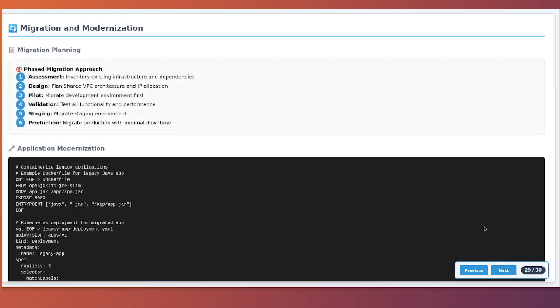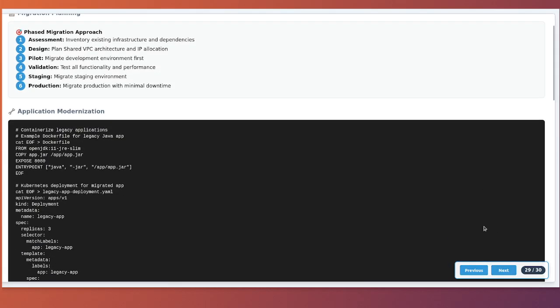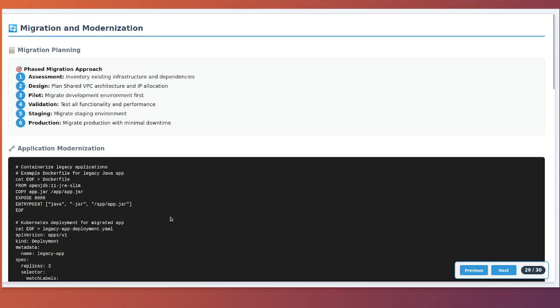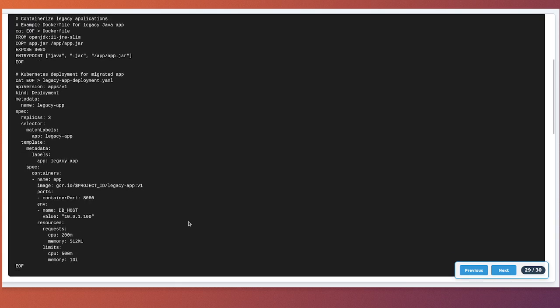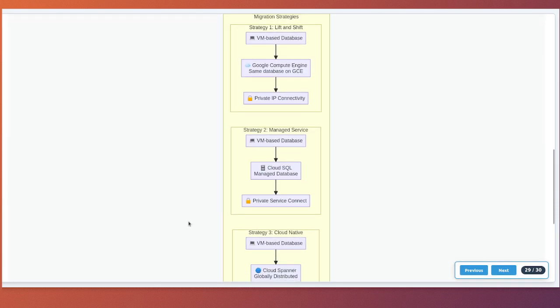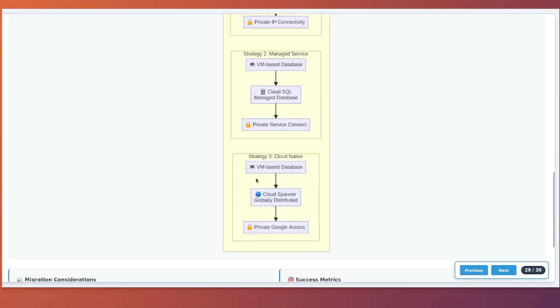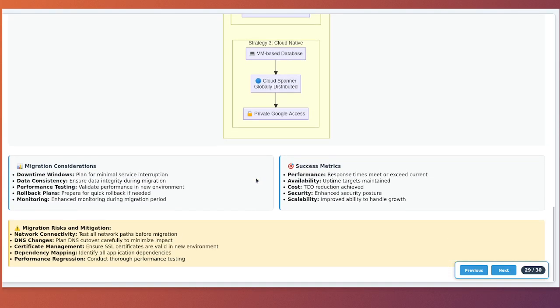Migration and modernization. Migrating existing workloads to a shared VPC requires careful planning to minimize disruption. The approach depends on your current infrastructure and applications. If you are currently using separate VPCs per project, migration involves creating the shared VPC infrastructure and gradually moving workloads. Start with development environments to validate the setup before migrating production. Application modernization often happens alongside infrastructure migration. This is a good opportunity to implement cloud-native patterns like microservices, containerization, and automated deployment pipelines.